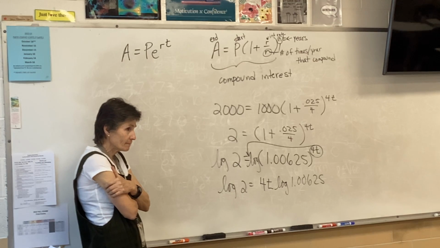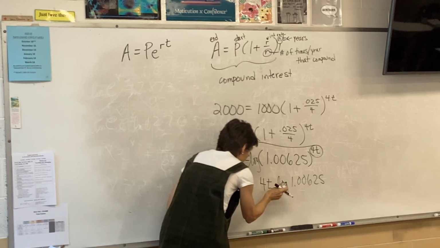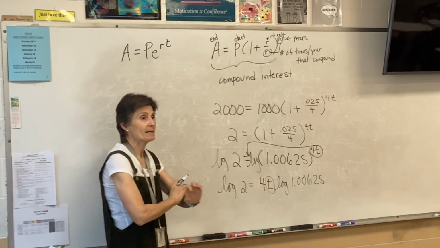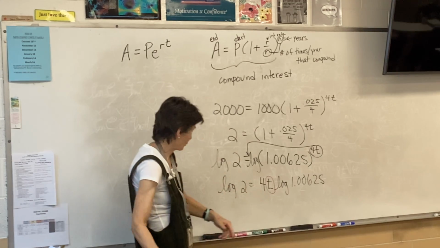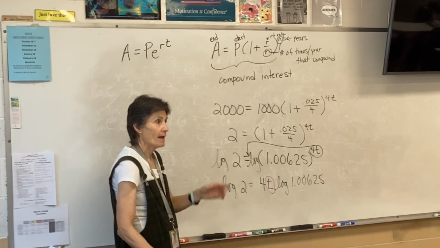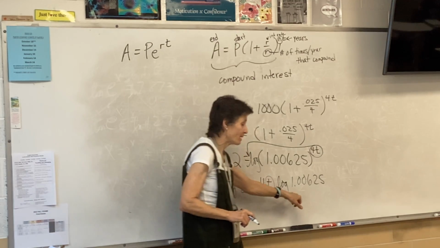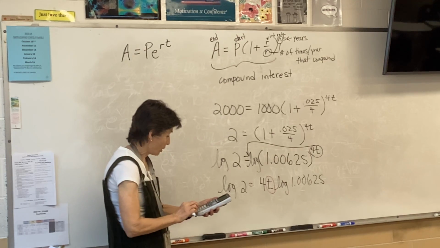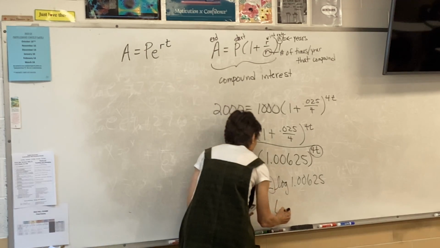Is everybody still with me? Now, this is what you're solving for. So how are you going to get him by himself? Nyla? We're going to divide both sides by 4, so we're going to take log 2, close parentheses, divided by 4. And then what? Don't I also have to divide by this guy? Yeah. So now I'll divide by log 1.00625. And that's going to be my t value.